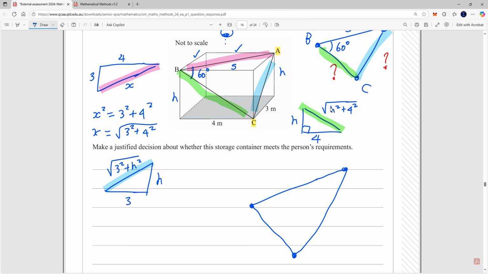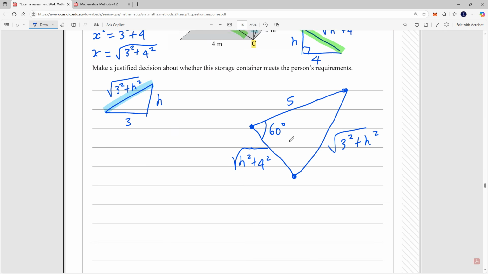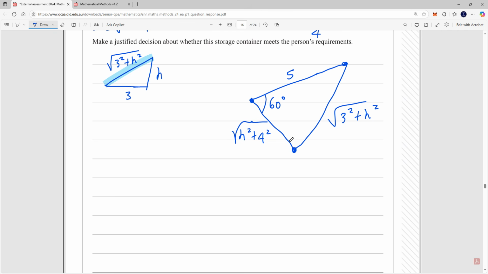Okay, there we go. So we got 60, and we have 5 there. And what was the green bit? The green bit was that guy, h squared plus 4 squared. We'll work out what those guys are very shortly. And this was 3 squared plus h squared. Okay, perfect. This is good for us because we can combine all this information pretty much using the cosine rule.